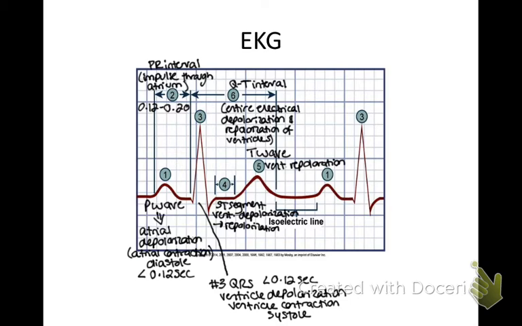So 6 is what's happening in the ventricles. 2 is what's happening in the atrium. Yes? Where do they have the ST segment? It's the ST, it's starting to go back.